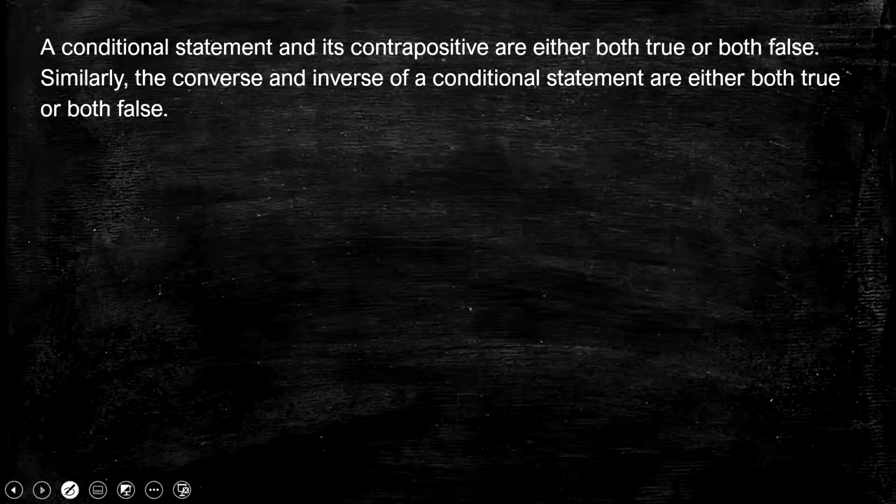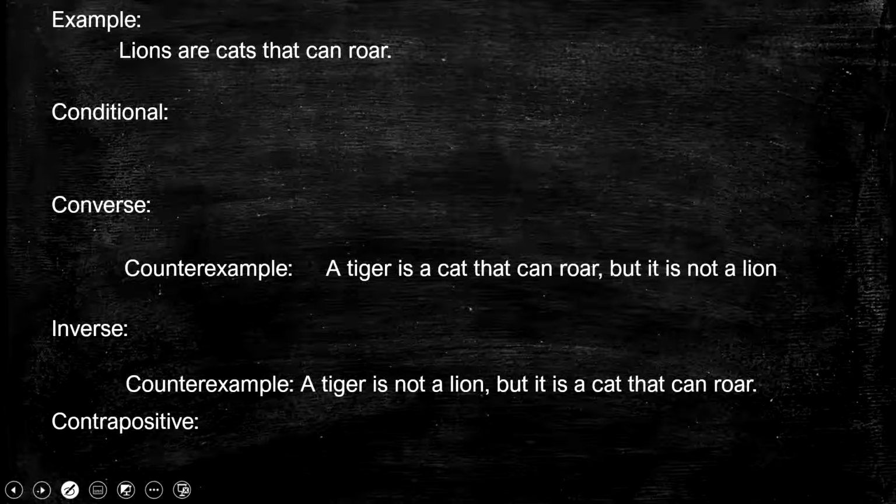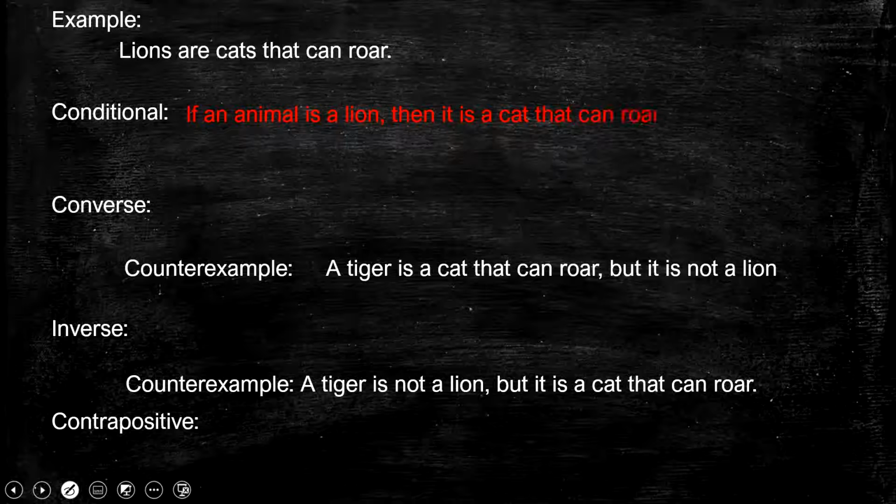Okay, our example. Lions are cats that can roar. That's what we're told. That's our given. Our conditional statement: if an animal is a lion, then it is a cat that can roar. We've put it into our if-then statement. That's true. We're told lions are cats that can roar, so if an animal is a lion, it's a cat that can roar, from our true statement.